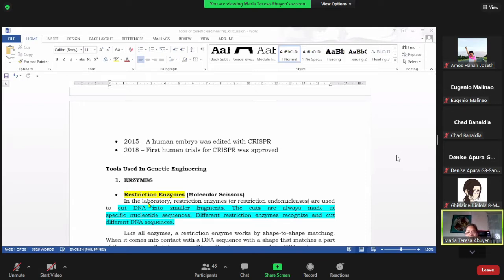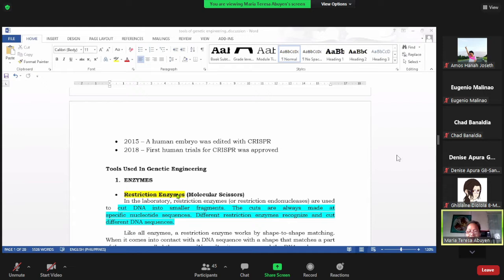Okay, so restriction enzymes are used to cut DNA into smaller fragments. The cuts are always made at specific nucleotide sequences. Different restriction enzymes recognize and cut different DNA sequences. Please take note of this. Restriction enzymes cut DNA into smaller fragments at specific nucleotide sequences.